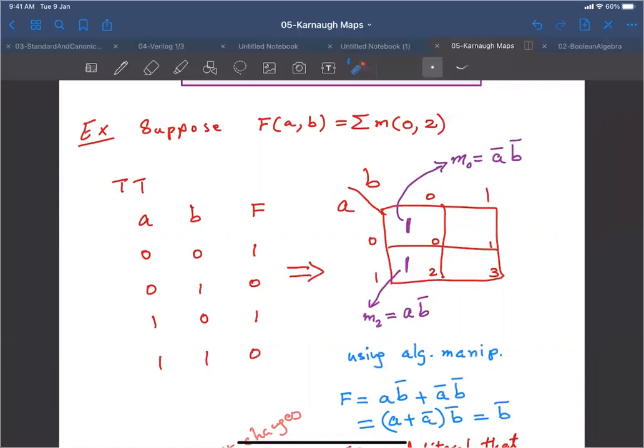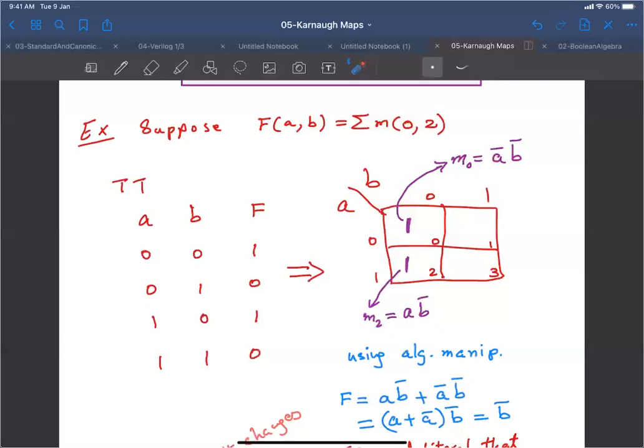Now let me ask you: this one here corresponds to M0, right? And this one here corresponds to M2. What are the algebraic expressions for M0 and M2? M0 is nothing but A complement B complement, right? And M2 is A B complement. Remember how to do that? You should be prepared for the quiz, right?